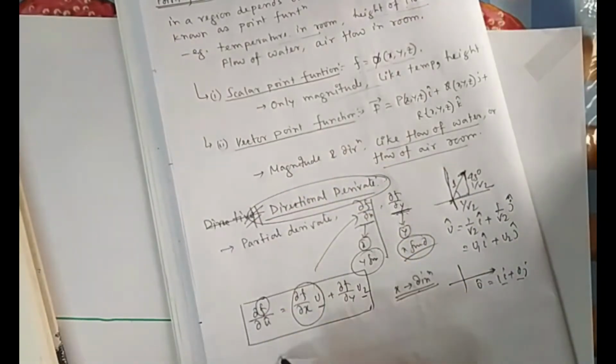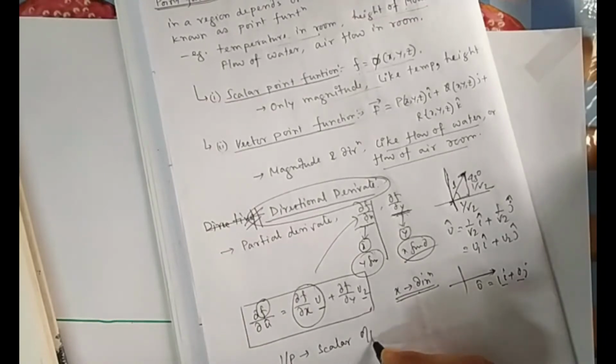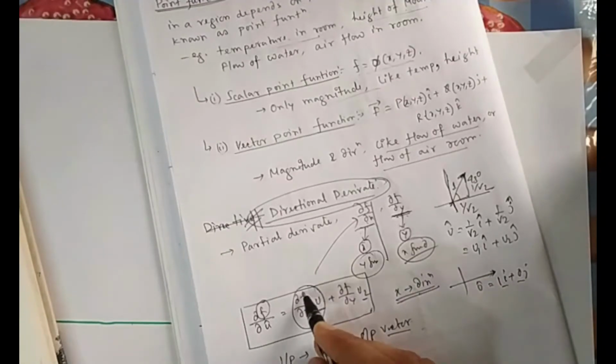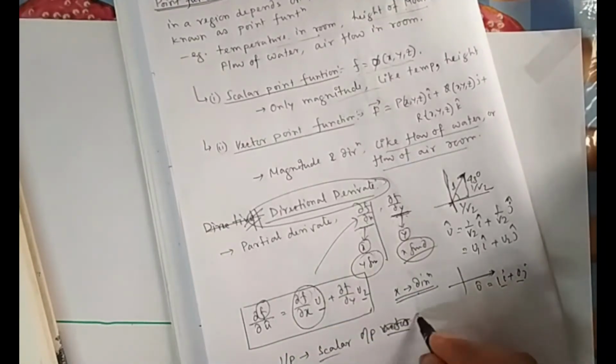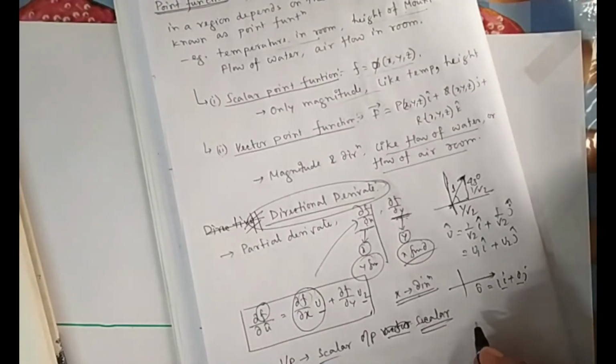So what is my input? Input is a scalar, because you are giving a scalar, and output is also a scalar. Input scalar, output scalar, both are scalar here.